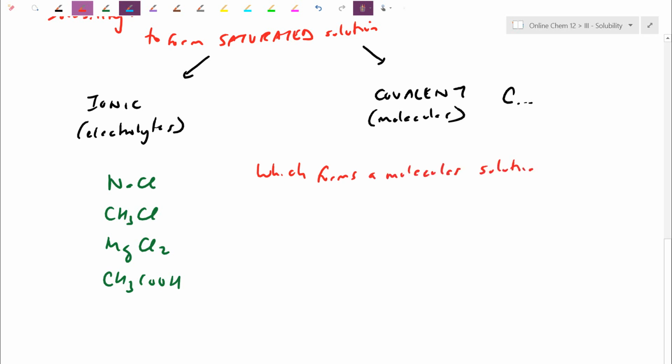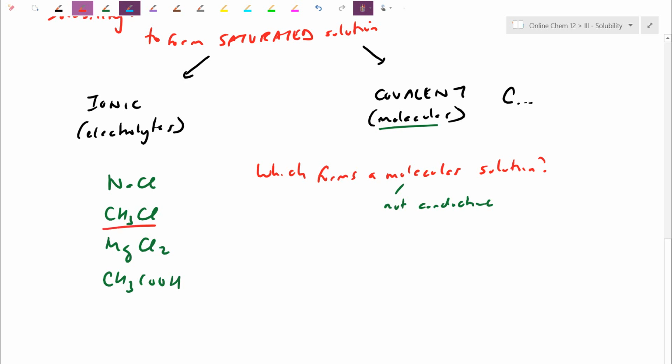That word molecular just implies not conductive. It's a solution where the chemicals I'm dissolving are just remaining as molecules. The things that remain as molecules are actually covalent compounds. So I'm looking for a sort of non-metal kind of connection here. Usually it's going to be carbon with something.